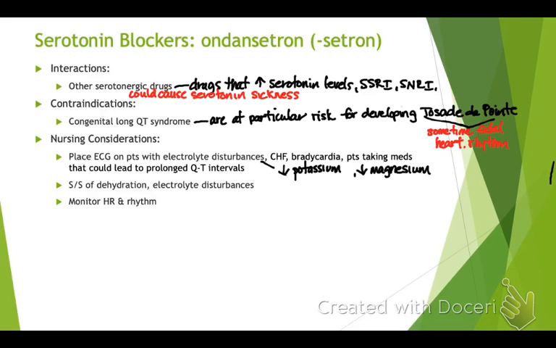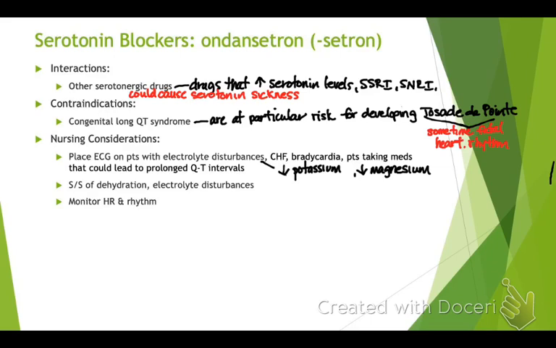Contraindications: congenital long QT syndrome. Patients are at particular risk for developing Torsades de Pointes, which is sometimes fatal. It's a specific heart rhythm that they will get, and it can be fatal to patients. So it's a contraindication if they have this rhythm or get this rhythm.